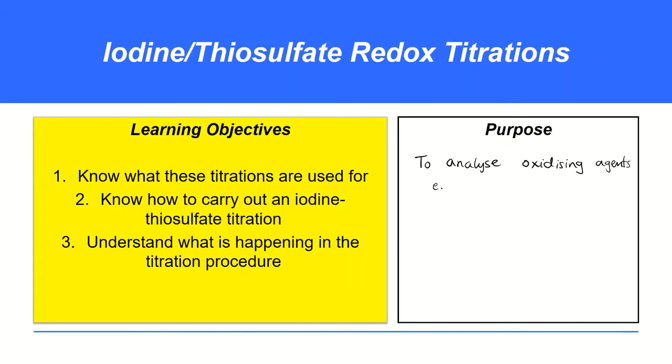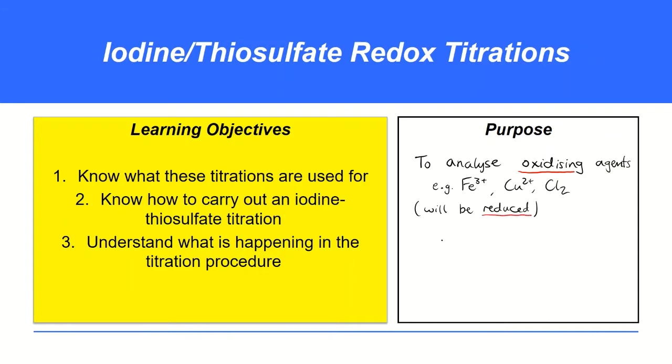We're thinking there about such as iron 3+ we use today, copper 2+ will work, halogens, things like chlorine, these are going to work as well, and they're going to be reduced during the procedure. So if you're thinking of using an iodine-thiosulfate titration, you can only use this sort of procedure to analyse the properties of oxidizing agents, which are going to be actually reduced during the titration procedure.